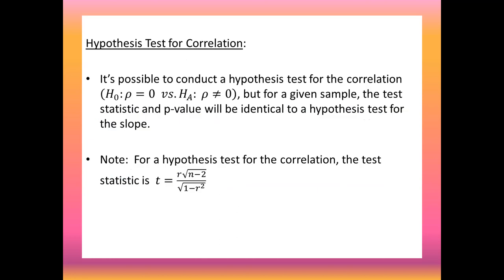Lastly, you can do a hypothesis test for correlation, and our book kind of makes a big deal about it, but really, as long as you know how to do a hypothesis test for slope, then this is essentially covered. Because for any sample, the test statistic and p-value that you would get for a hypothesis test for the correlation would be identical to what you would get in the hypothesis test for the slope. The test statistic is there in that second bullet point, but it's exactly the same thing as B1 divided by the standard error of B1. You'll get the same number. To show that algebraically is quite a bit of work, but that is true.